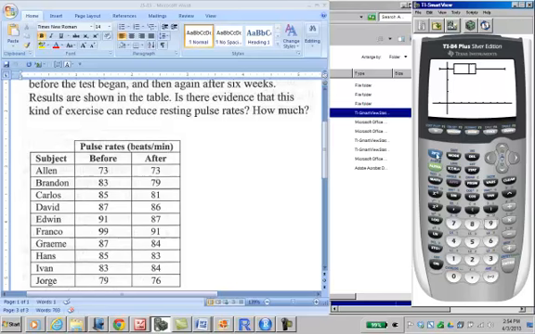So now let's look at a normal probability plot and see how that looks. I'm going to arrow down and then over to the normal probability plot and hit enter. And I like to use the y-axis.